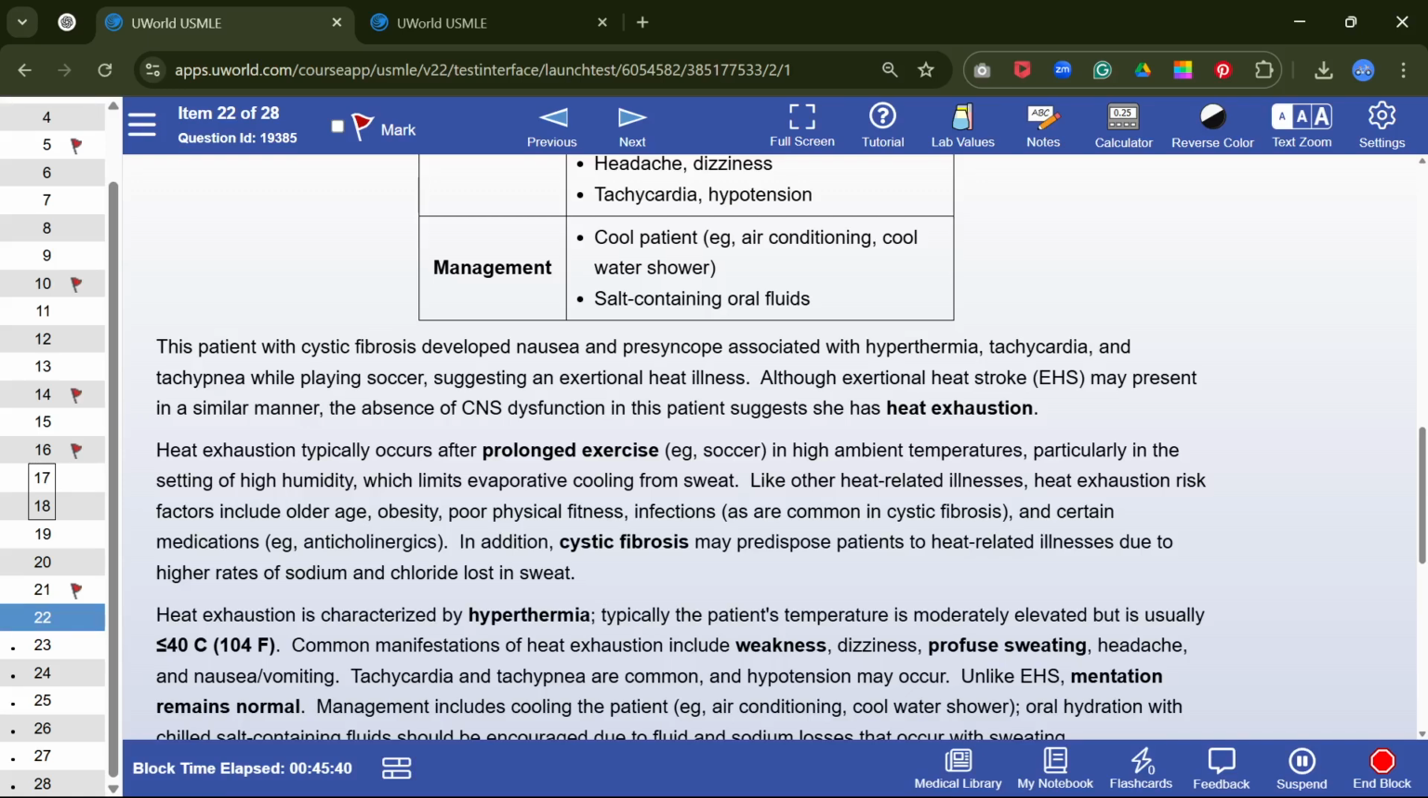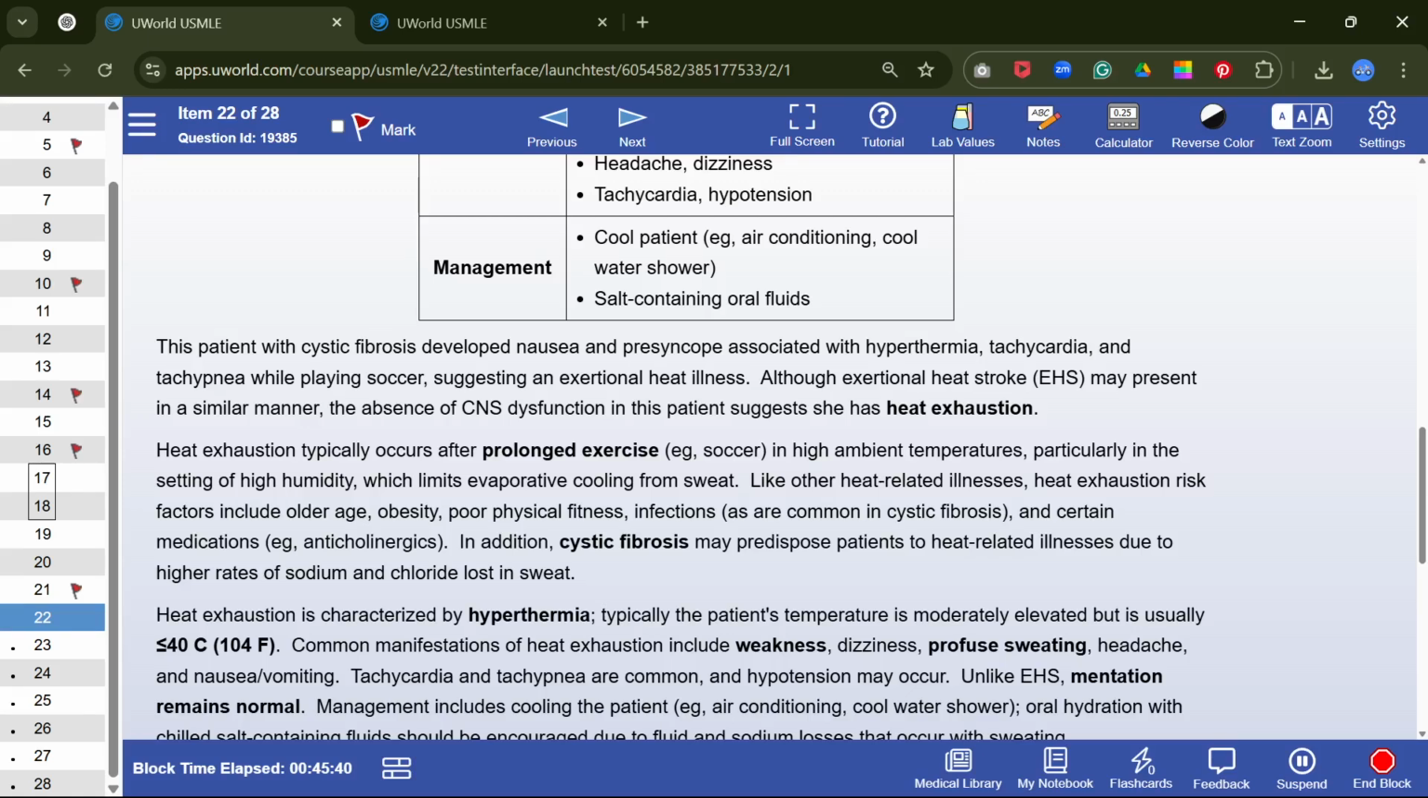In a patient with heat exertion, CNS dysfunction is heat stroke, and without CNS findings is heat exhaustion. Okay, heat exhaustion typically occurs after prolonged exercise, soccer, in high ambient temperature, particularly in the setting of high humidity, which limits evaporative cooling from sweat.